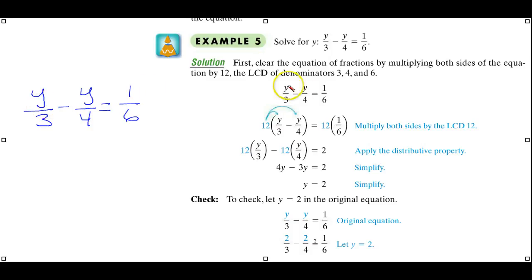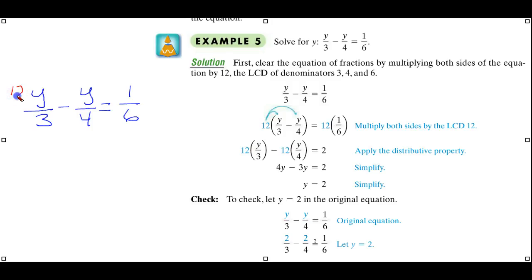So I just copied it so we can work with it. Now, looking at our denominators of 3, 4, and 6, what would be my least common denominator of all of these? Now, we're not looking for a factor, we're looking for a denominator. If we were going to add these up, what would our least common denominator be? And the answer is 12.